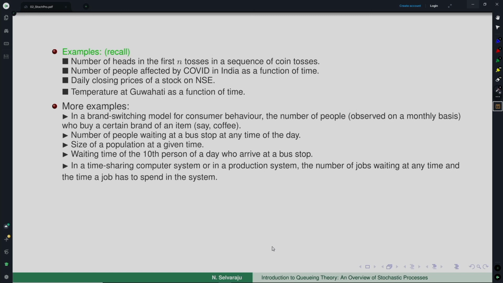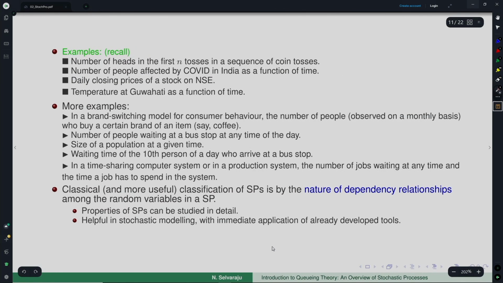Size of population at a given time. Waiting time of the 10th person of a day who arrives at a bus stop. In a time sharing computer system or in a production system, the number of jobs waiting at any time, and the time a job has to spend in the system. The number of jobs would be discrete, time is continuous, and the time a particular job has to spend in the system is continuous. So, you can look at that.